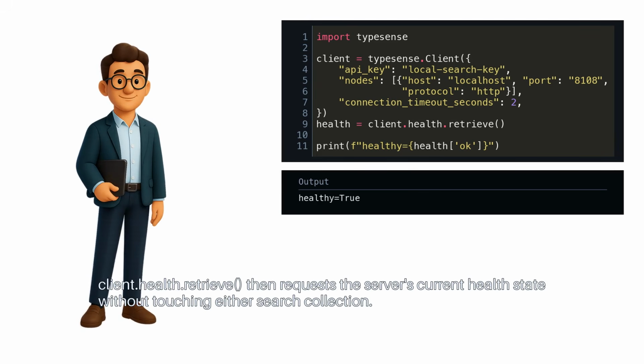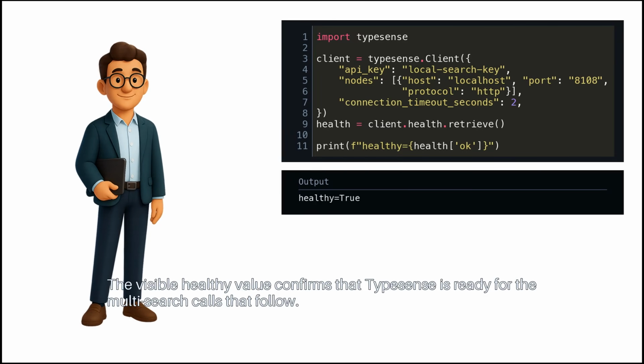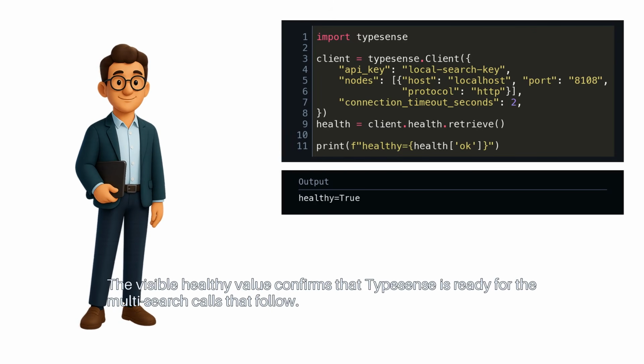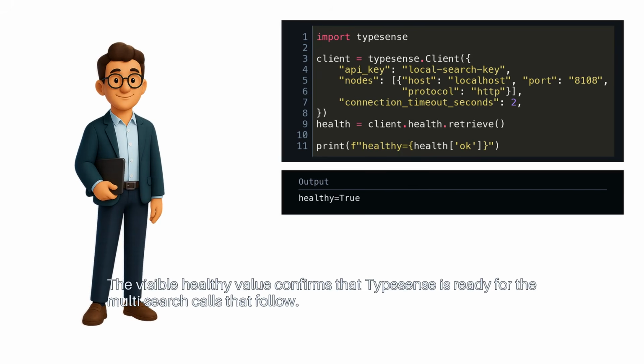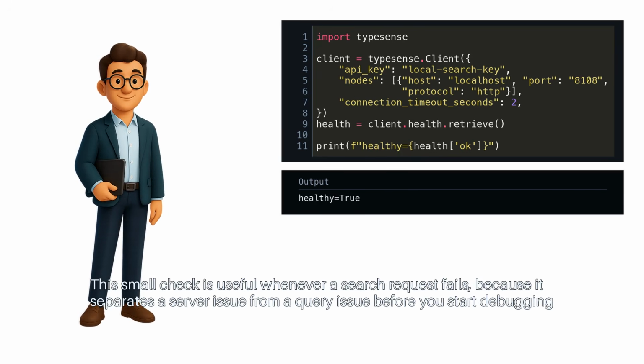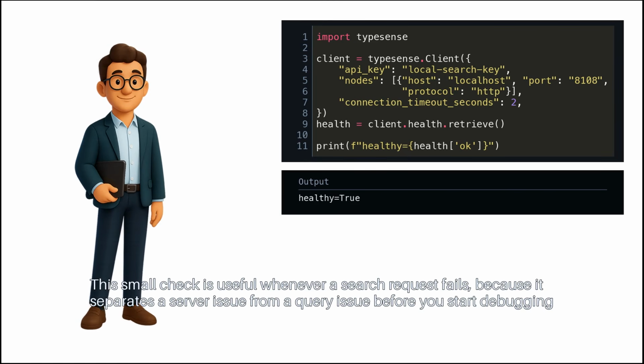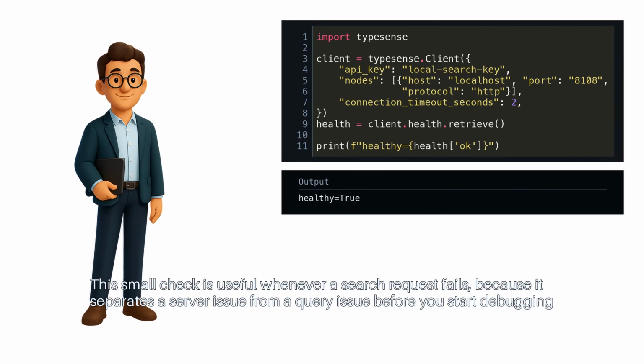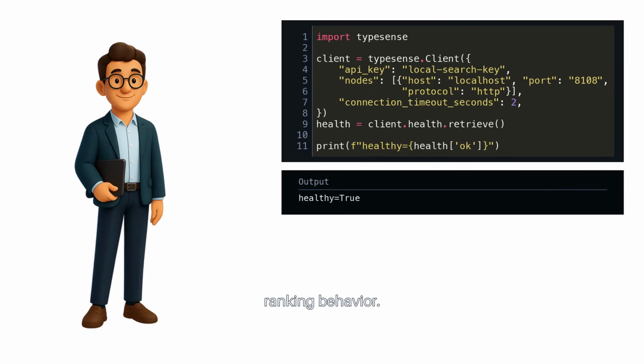client.health.retrieve then requests the server's current health state without touching either search collection. The visible healthy value confirms that Typesense is ready for the multi-search calls that follow. This small check is useful whenever a search request fails because it separates a server issue from a query issue before you start debugging ranking behavior.